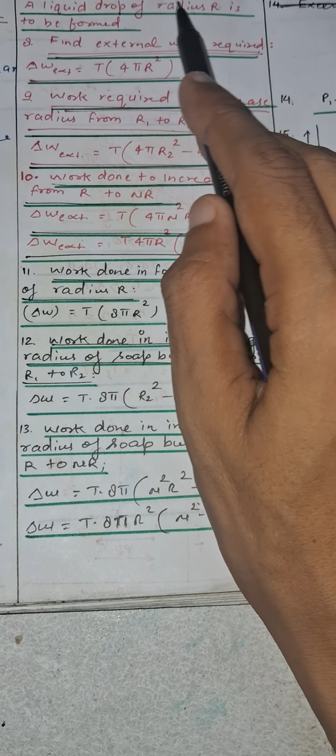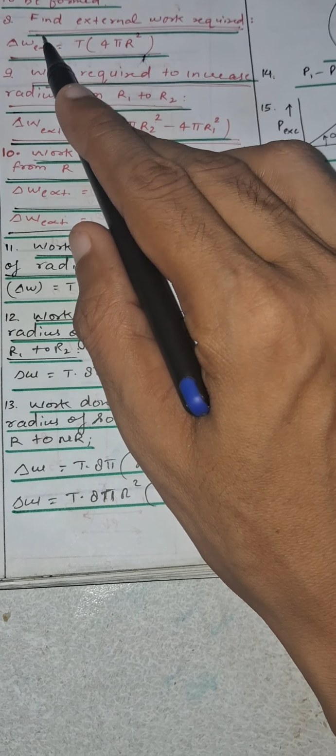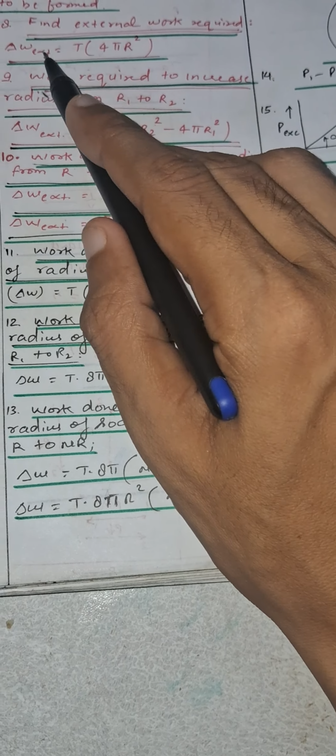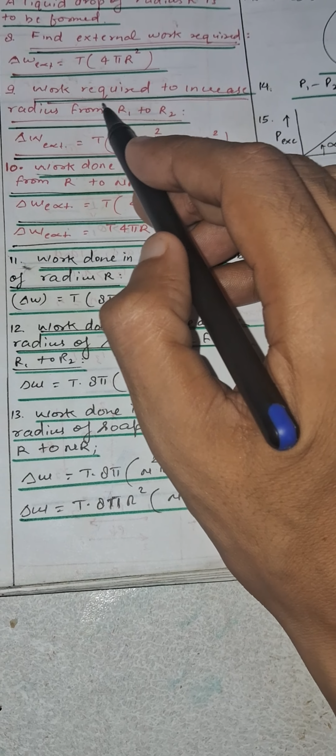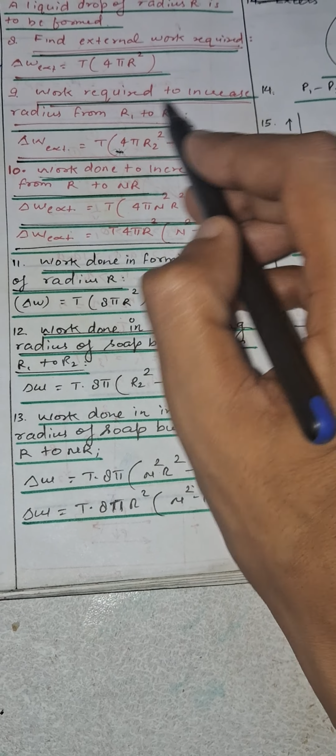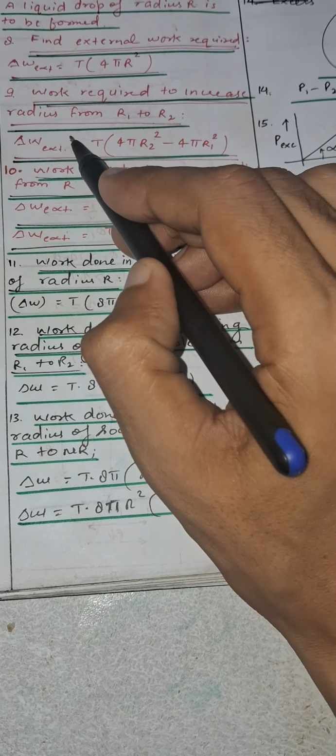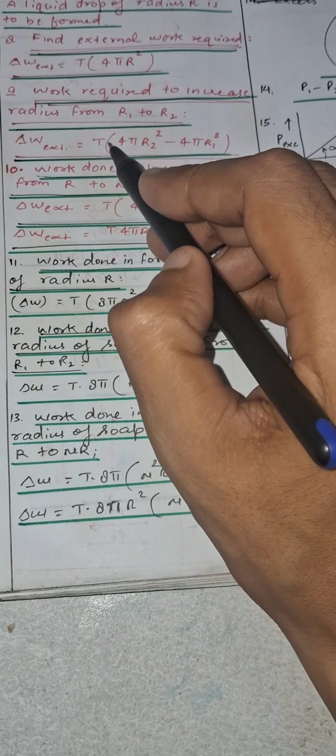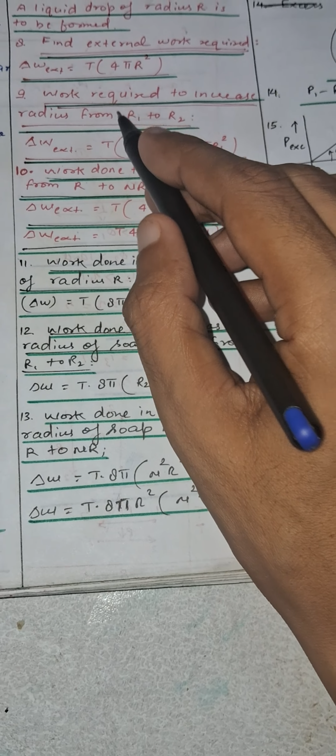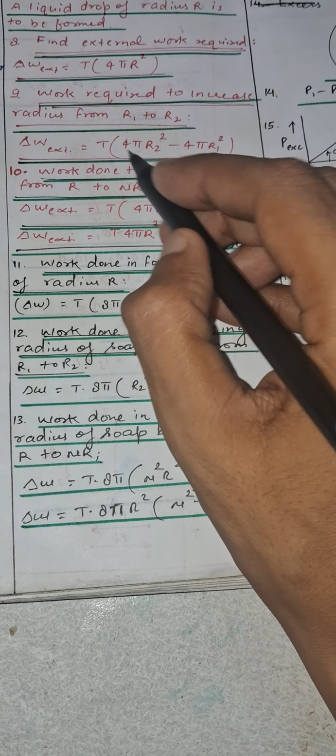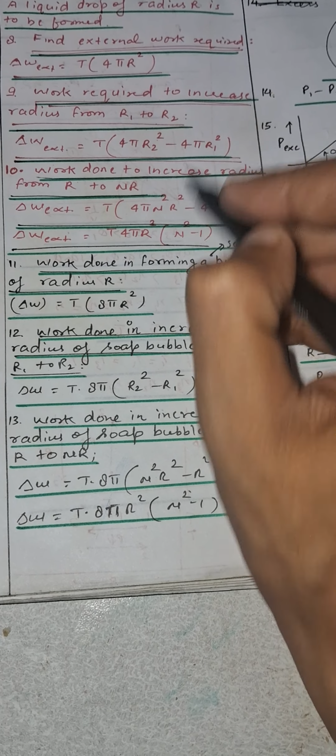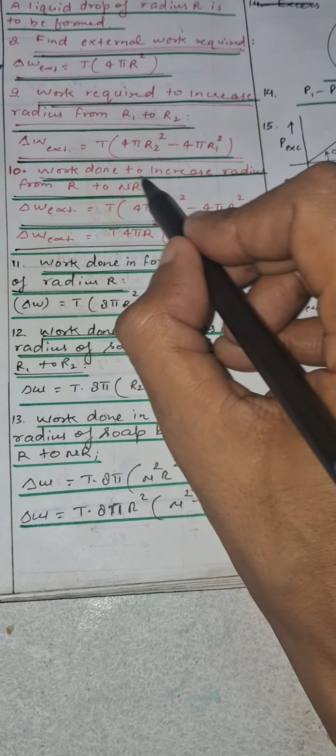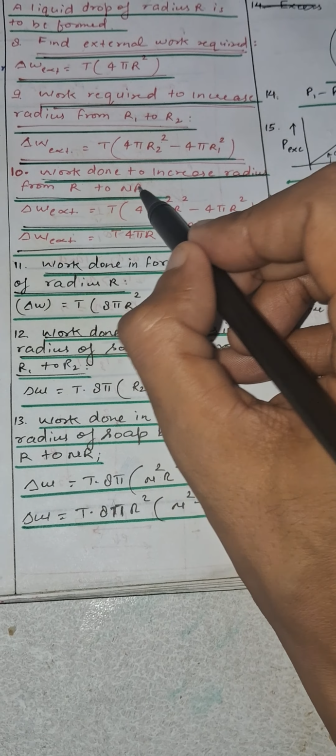Then, a liquid drop of radius r is to be formed. Find the external work required. External work is T into 4 pi r square. Here we have a drop. Then, work required to increase the radius from r1 to r2. Work done will be the change in the surface energy. So if we take the limit from r1 to r2, that will be T into 4 pi r2 square minus 4 pi r1 square.